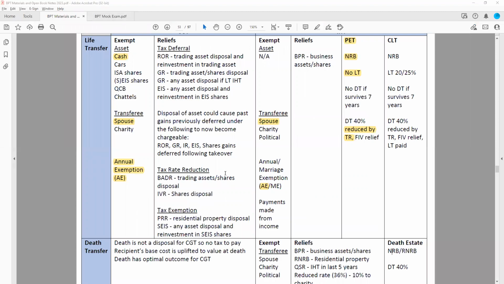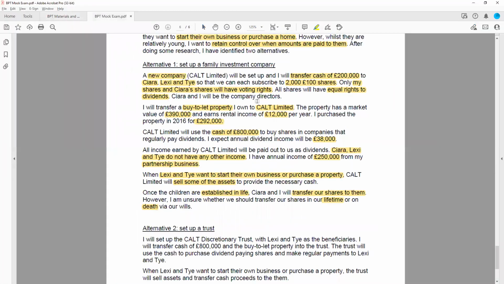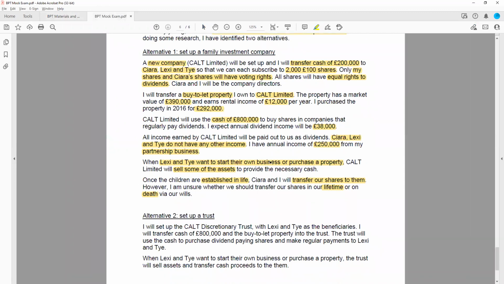Because the shares were split up, there were quite a lot of shares. There were around 2,000 shares, so they could transfer a few shares at a time.